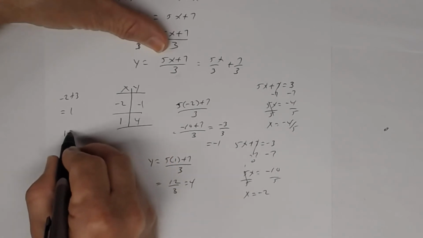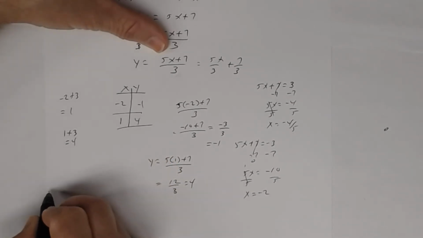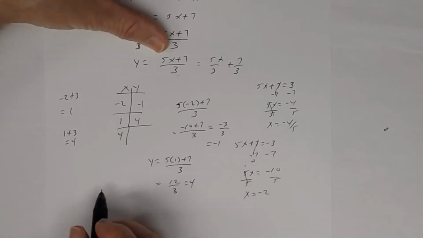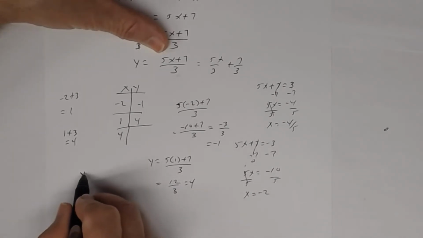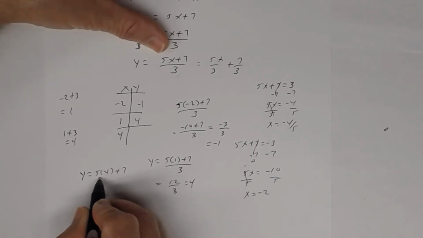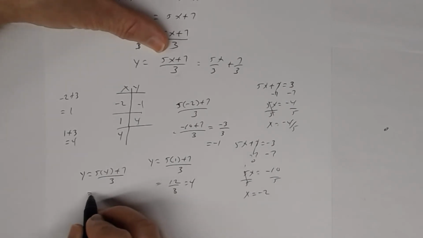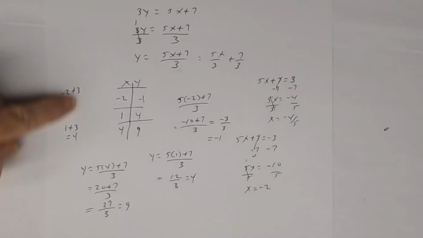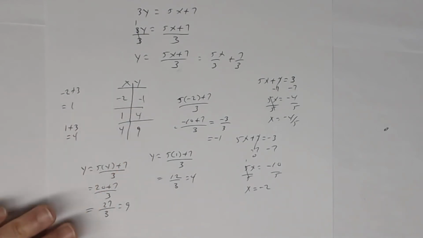So 1 plus 3 is 4. Let's see what happens. Okay? 1 plus 3 is 4. So if x is 4, here's what I get. I get y equals (5 times 4 plus 7) divided by 3. 5 times 4 is 20. 20 plus 7 divided by 3. 20 plus 7 is 27. 27 divided by 3 is 9. So right away, I have my 3 points, and all of them are integers.